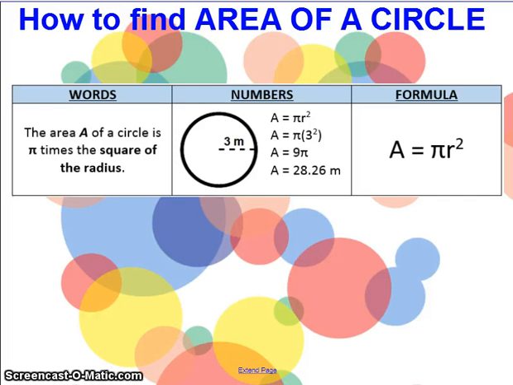Okay, so we're going to practice finding area of a circle. And unlike circumference, we only have one formula to use all day today, which means you also are only allowed to use a radius.